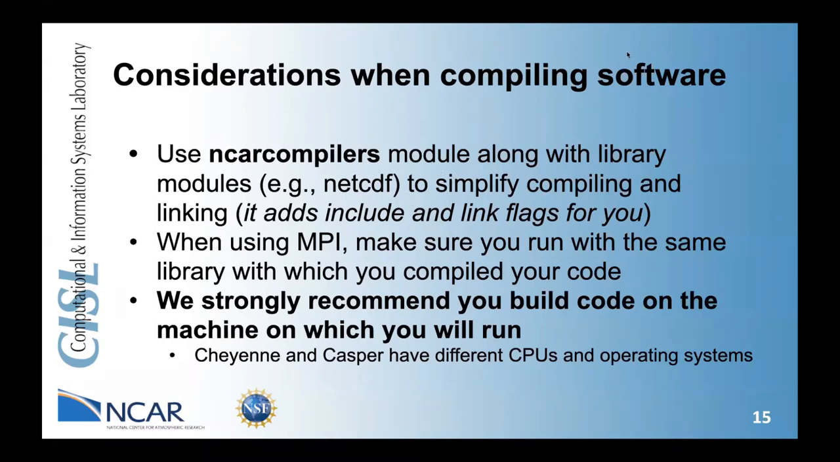Another thing when you're compiling MPI programs, because there are different MPIs available, it's just good to remember which one you used to build your program, because you will typically need that one loaded to run your program later. And then also we recommend compiling the code on the system where you're going to run it. So if you're going to run something on Cheyenne, compile it on Cheyenne. If you're going to run something on Casper, compile it on Casper.